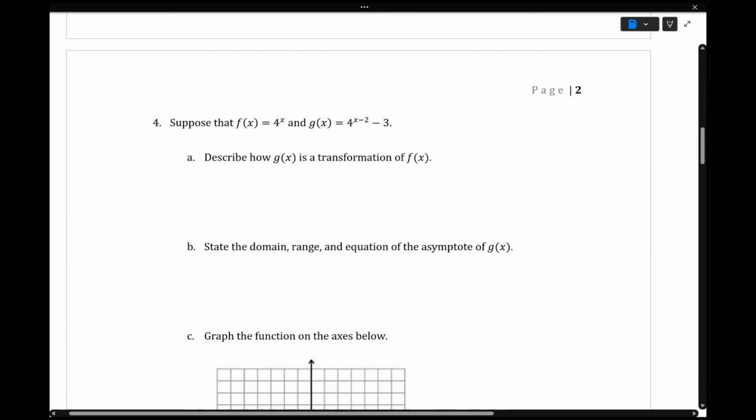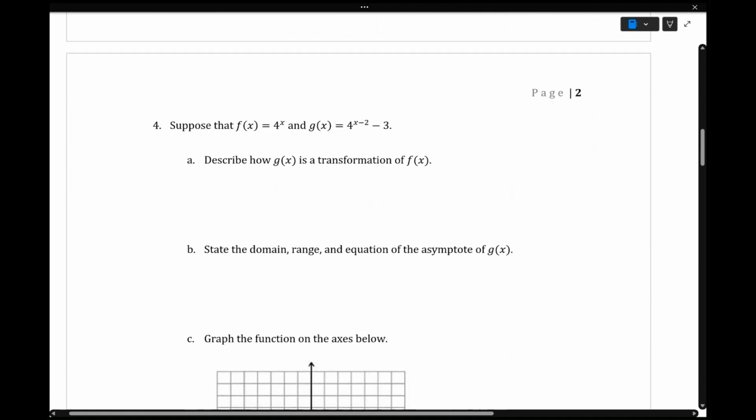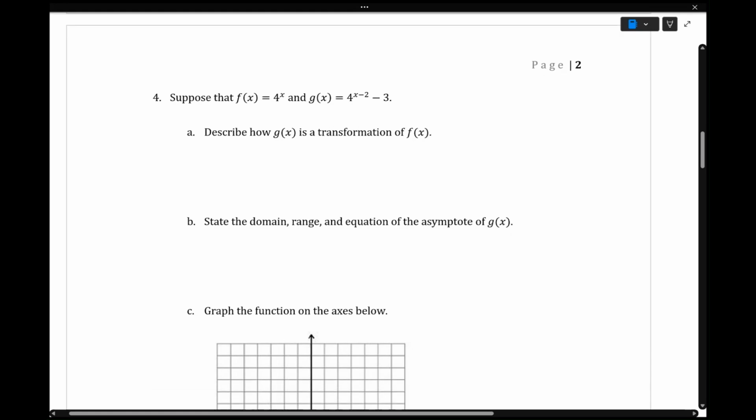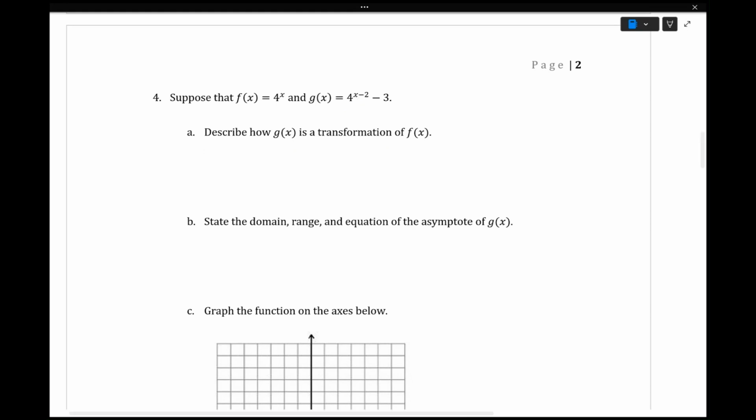All right. Now we're going to take a step back and graph exponentials by using our exponential transformation properties. So how is this a transformation of 4 to the x? Well, since there's a minus 2 on the x, we move right 2 and the minus 3 is down 3, excuse me. Remember, anything done directly to the x is the opposite of what we expect.